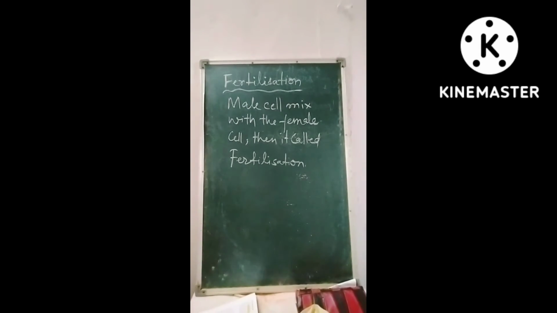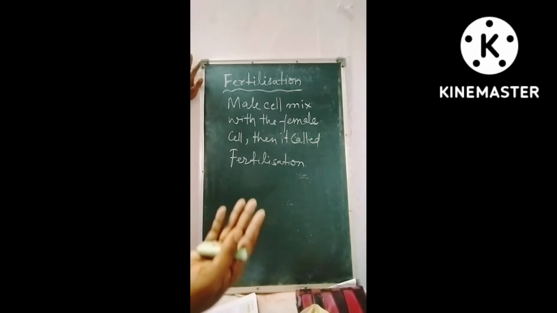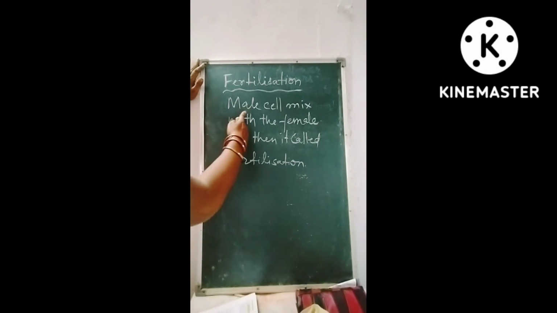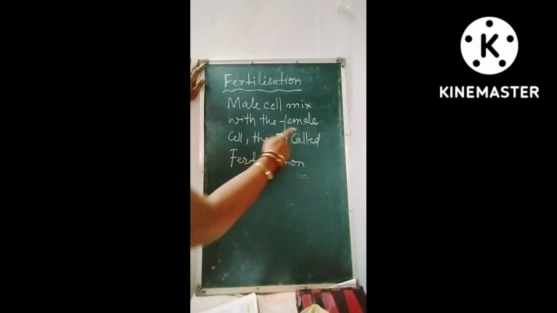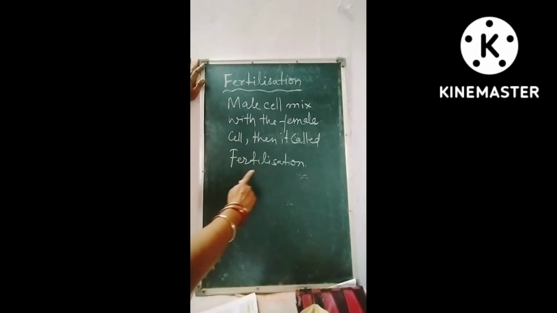After the pollen grains meet by self-pollination or cross-pollination, what happens then? Fertilization takes place. What do you mean by fertilization? When the male cell mixes with the female cell, it is called fertilization. Fertilization is the fusion of the male cell with the egg cell.